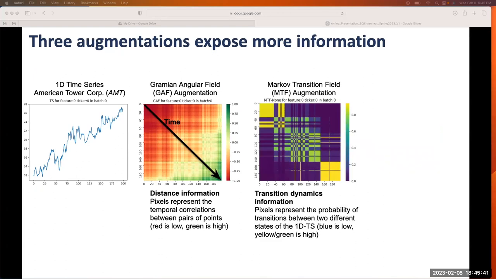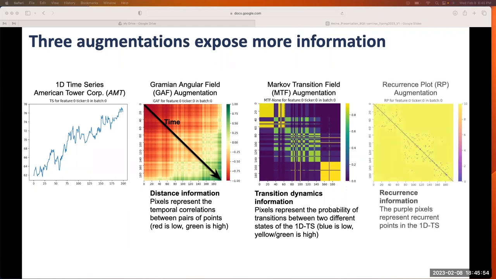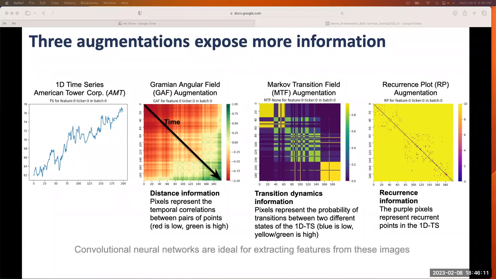Then we have the MTF, which stands for the Markov transition field, which encodes transition probabilities through time, obtained simply by spreading the transition matrix along the time axis. And we have the last one, the RP, which stands for the recurrence plot, which looks at the recurrent points. In other terms, we look for the states we are revisiting at different time points. So these images make ideal inputs for the use of convolutional neural networks in machine learning.